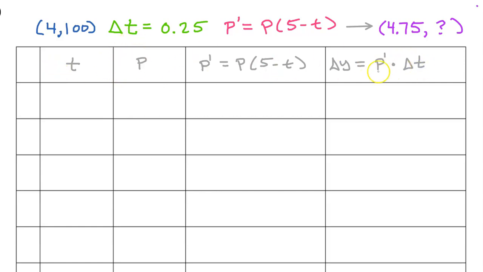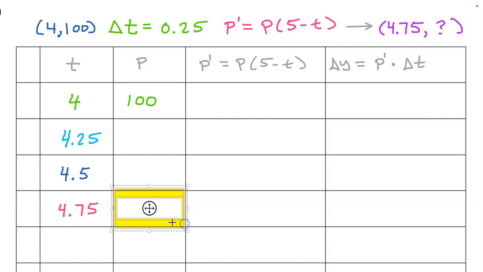Memorize this. The initial point goes in the first two spaces of the second row. We can get the rest of the t's by adding delta t repeatedly. For example, the next t is going to be 4.25. The next two t's will be 4.5 and 4.75, and the final answer will show up right here. Let's pick up right here on the table.